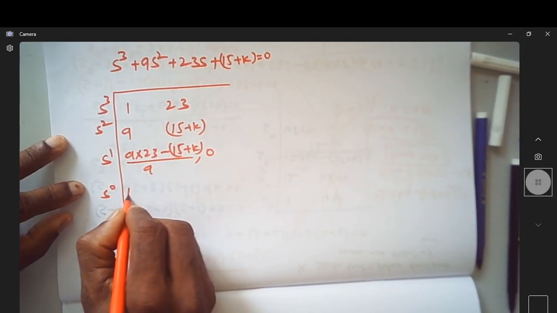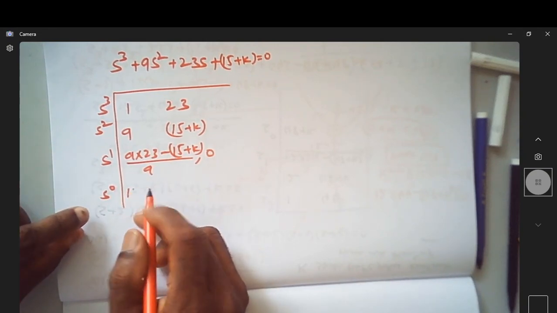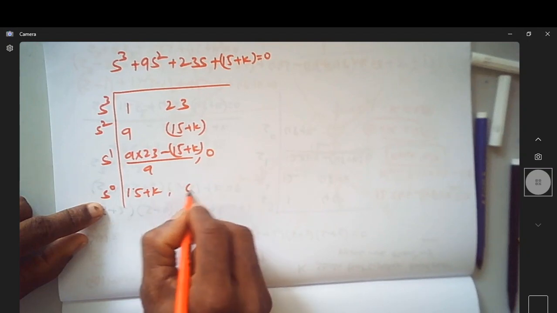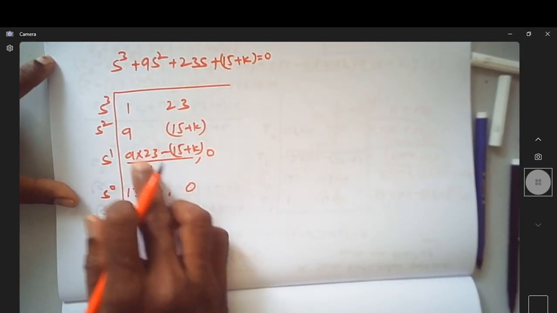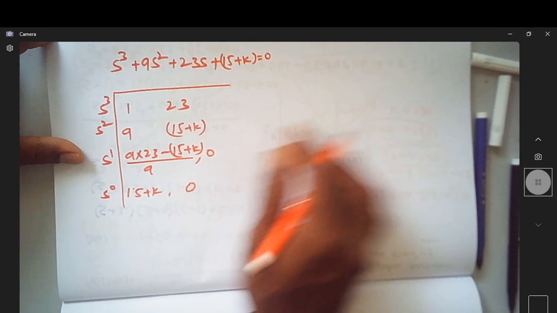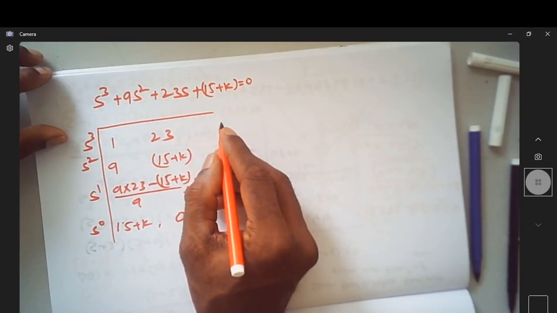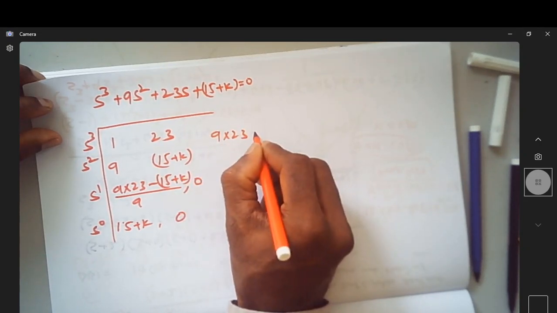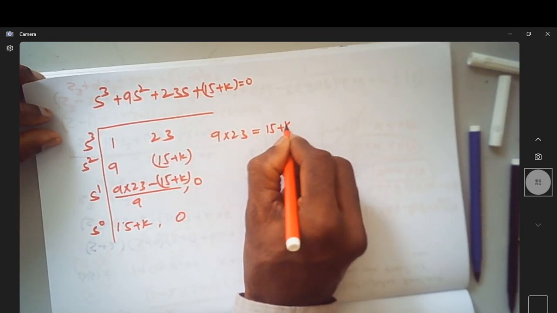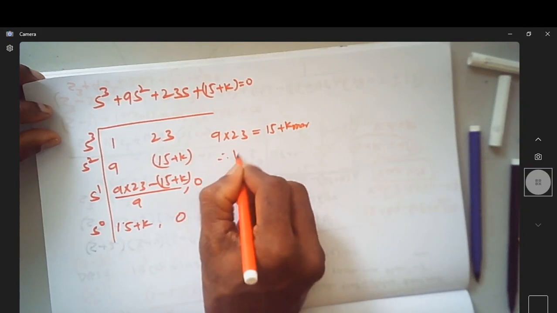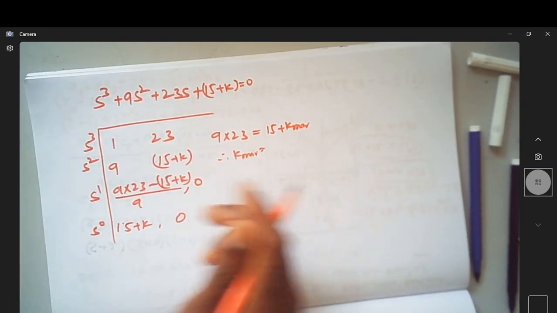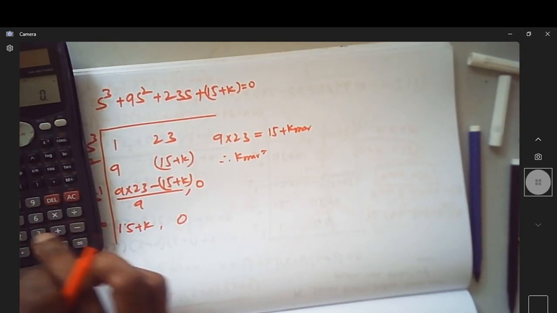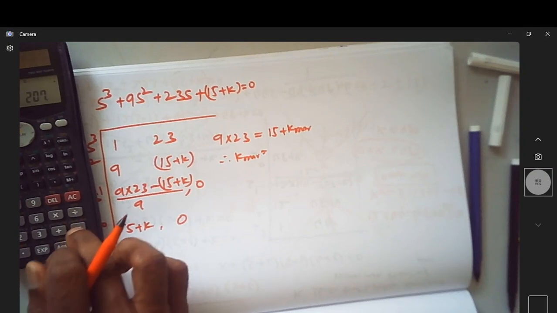S power 0 is 15 plus k on 0. So to have this term as 0 to get the auxiliary equation, what is this? 9 into 23 is equal to 15 plus k margin. Therefore k margin is equal to 9 into 23 minus 15.